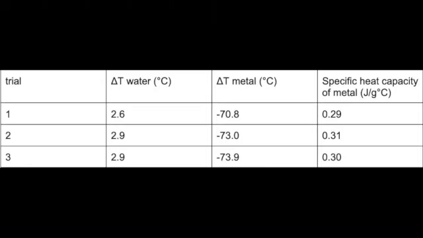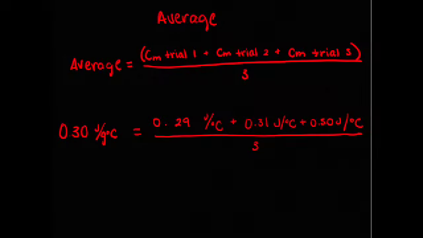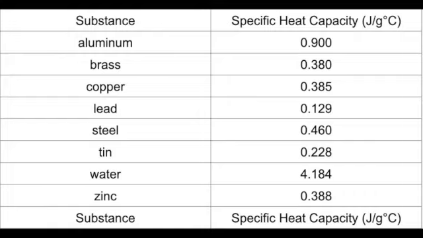This calculation table includes each trial's change in water temperature, change in metal temperature, and the determined specific heat capacity of the metal. The average specific heat capacity of the metal was the sum of the heat capacity of metal determined in each trial divided by 3. The determined specific heat capacity of the unknown metal is closest to the known specific heat capacity of brass, so the metal can be identified as brass.